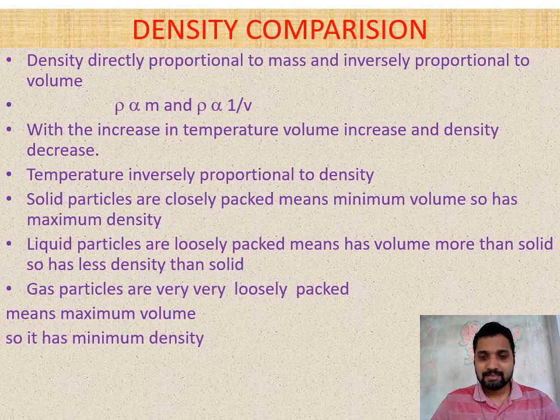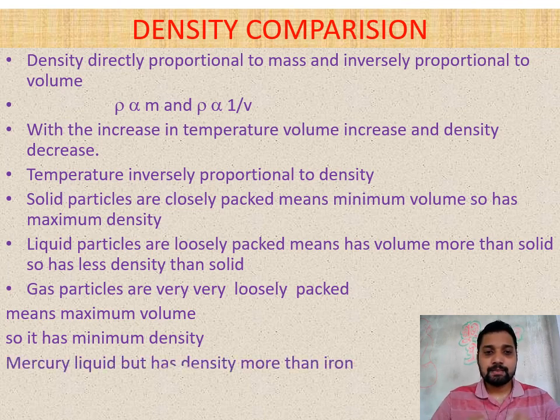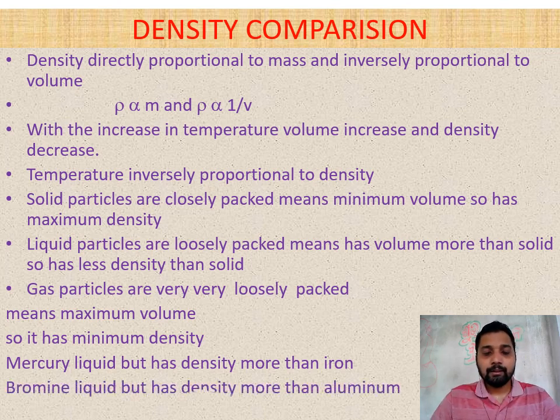But this relation, maximum volume, minimum density, or minimum volume, maximum density, is not true for all. If we take some exceptional cases, mercury is a liquid but has a density more than iron and more than aluminium. And bromine, a liquid non-metal, also has a density more than aluminium. That means some liquids also have more density compared to solids. These are exceptional cases, but most solids have more density compared to liquids.